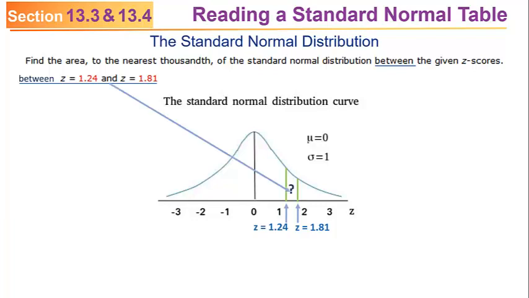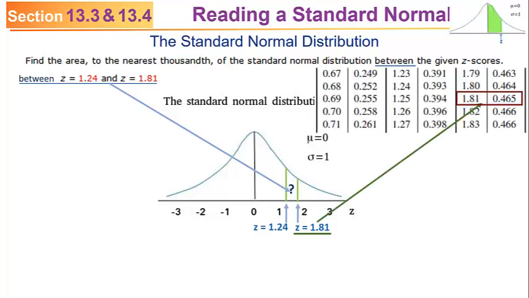So you're looking for that area there. Well, how would you do that? Think about it. What is the area associated with z equal 1.81? If you were to look at it in the table, you'd get 0.465. What does that represent? That represents the area from 1.81 back to 0.